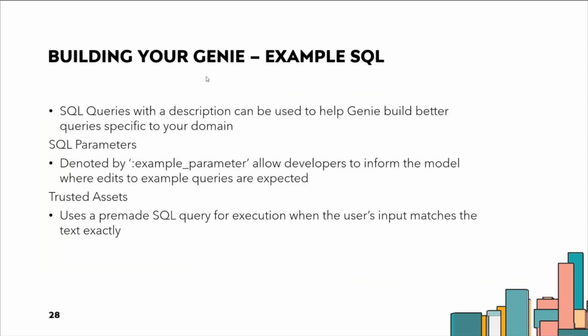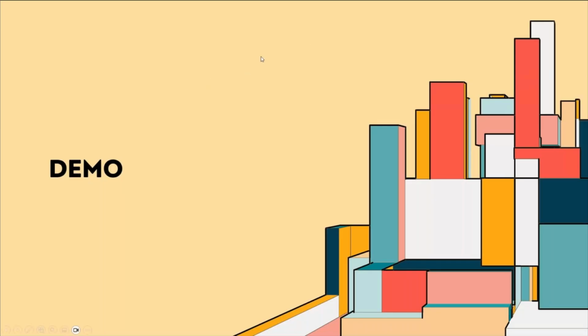Another cool feature is what's called trusted assets, and this is more a benefit for the users of the system. These are predefined SQL queries that, if the model matches up with and replies with that exact same query, there'll be a little badge in the corner of the chat that says this is a trusted asset, which is basically telling the user a human actually made this query that's being run right now rather than it being AI generated. All right, are there any questions so far?